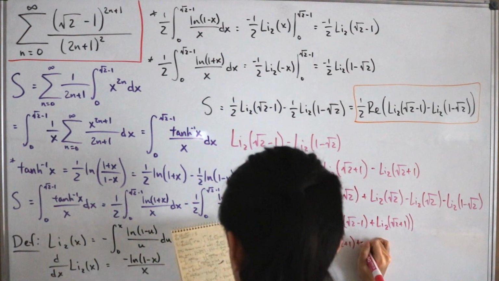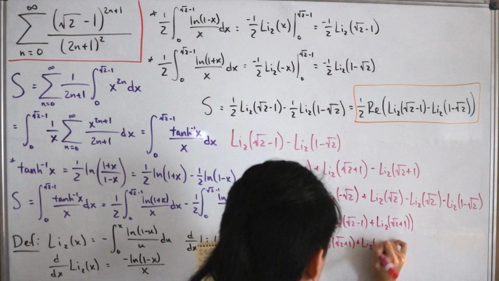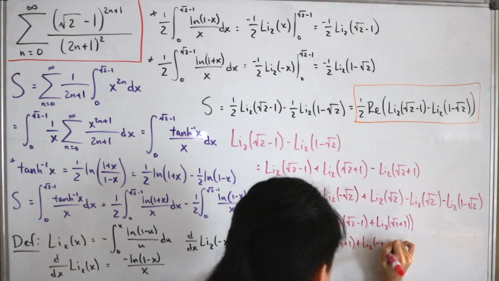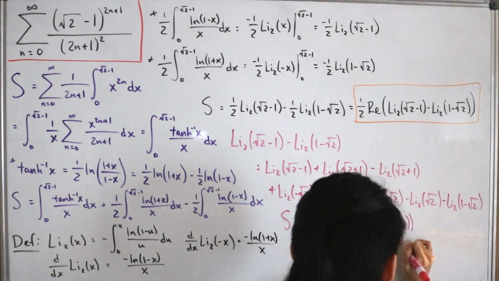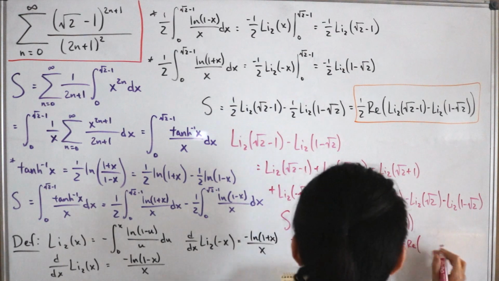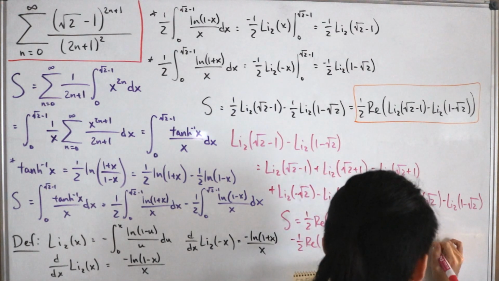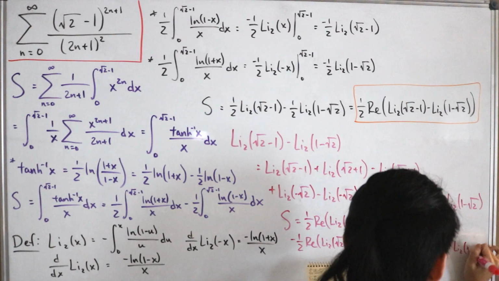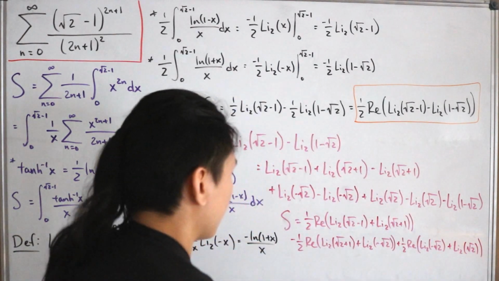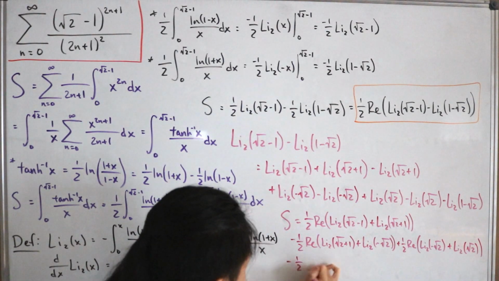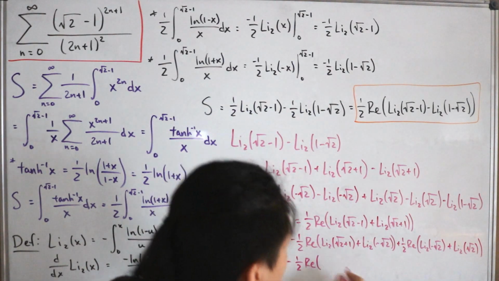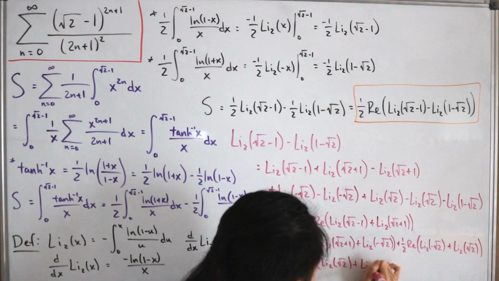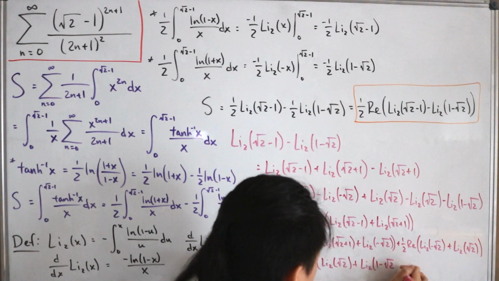Then add this with the dilogarithm at the square root of 2. And then add this with the dilogarithm at negative square root of 2. And I'm going to add this with the real, 1/2 times the real of the dilogarithm at the negative square root of 2, add this with the dilogarithm at positive square root of 2, and then lastly subtract with 1/2 times the real of the dilogarithm at the square root of 2, add this with the dilogarithm at 1 minus the square root of 2.